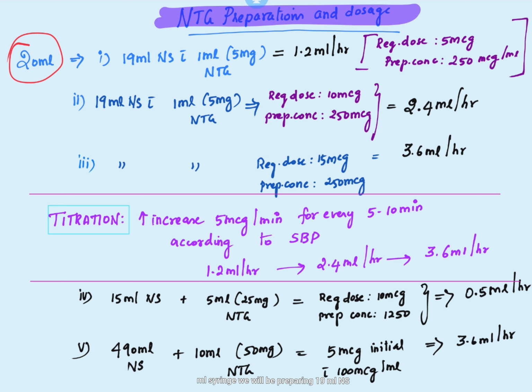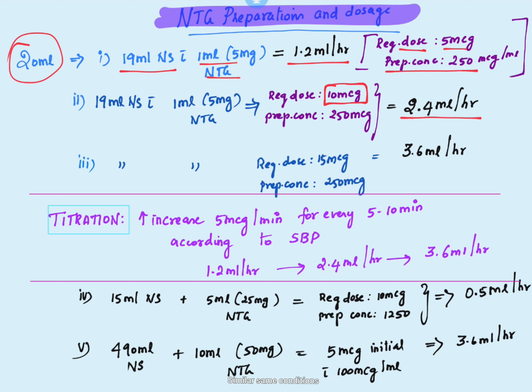In a 20 ml syringe, we will prepare 19 ml NS with 1 ml of NTG, and we arrive at 1.2 ml per hour as the rate, if we set the required dose as 5 mcg and the concentration we get is 250 mcg per ml. Similarly, with the same preparation of 19 ml NS and 1 ml of NTG, if we raise the required dose to 10 mcg, we arrive at a rate of 2.4 ml per hour.